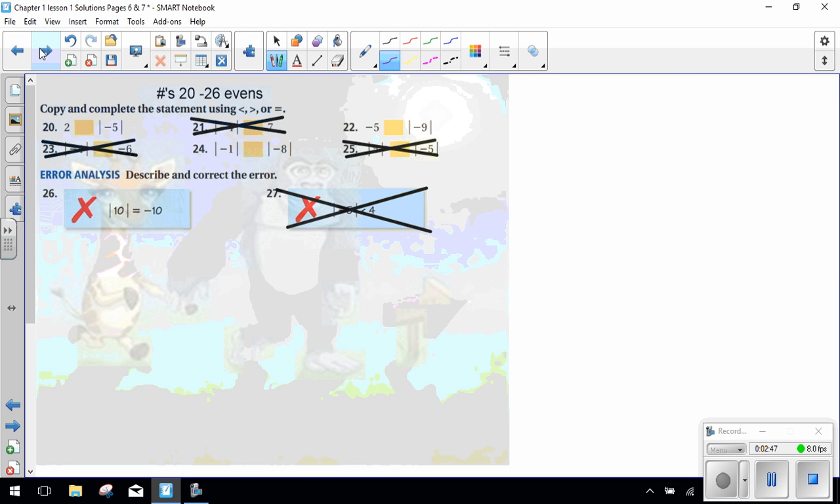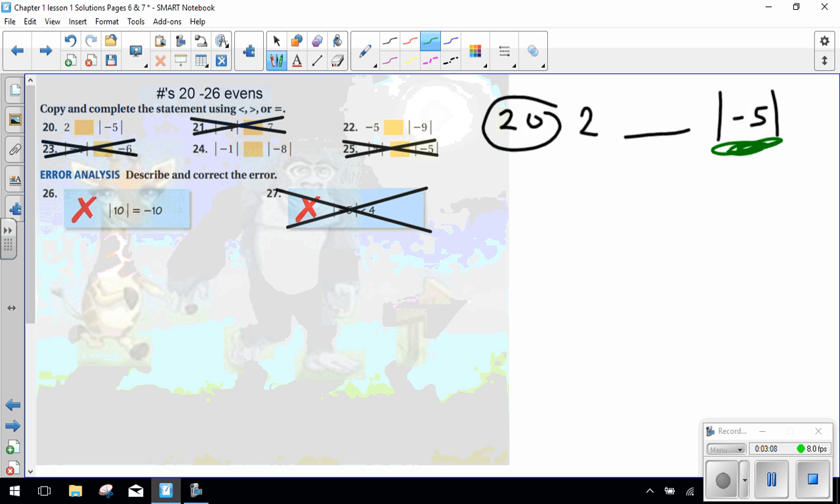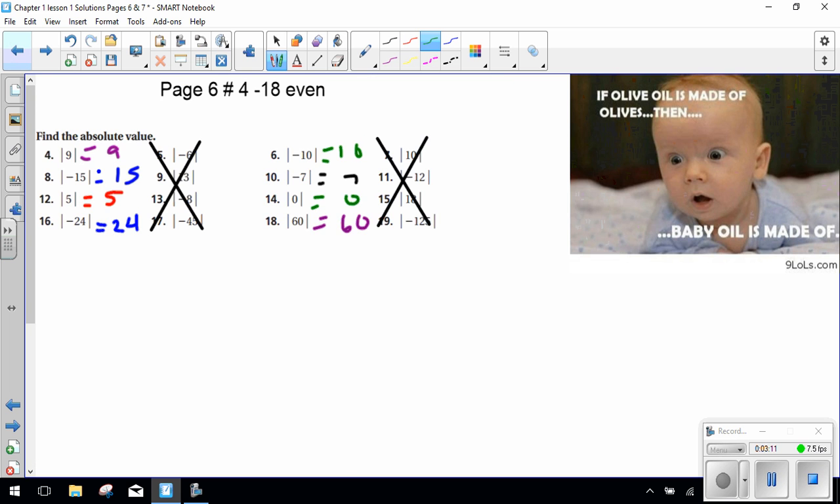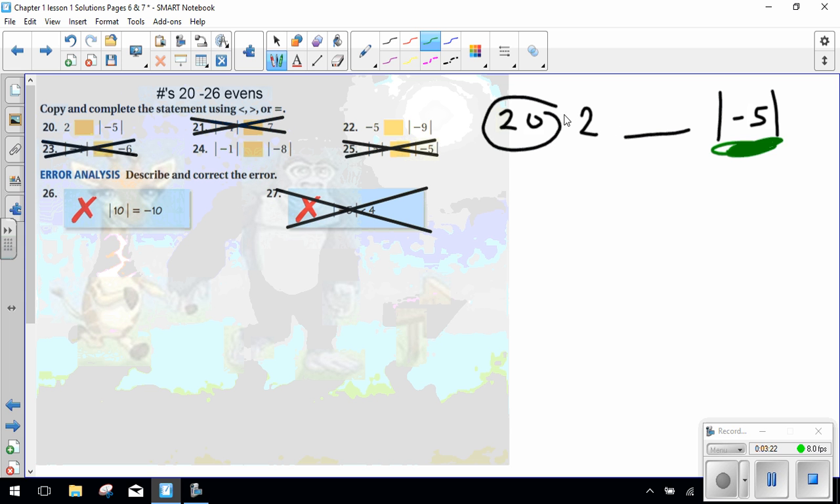We have numbers 20 to 26 even, so I did cross out the odds again. Now we're going to compare. I'm going to do all the work on the side here. So we have 2 being compared to the absolute value of negative 5. Every one of these with the absolute value bars around them is asking, hey, how far from 0 are you? So what you need to do first is find the absolute value. Here I have 2, and over here, what is the absolute value of negative 5? And the solution is 5.